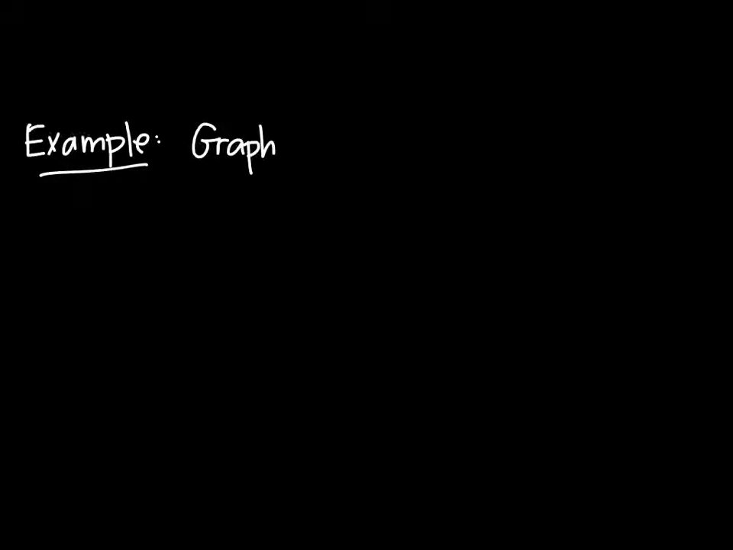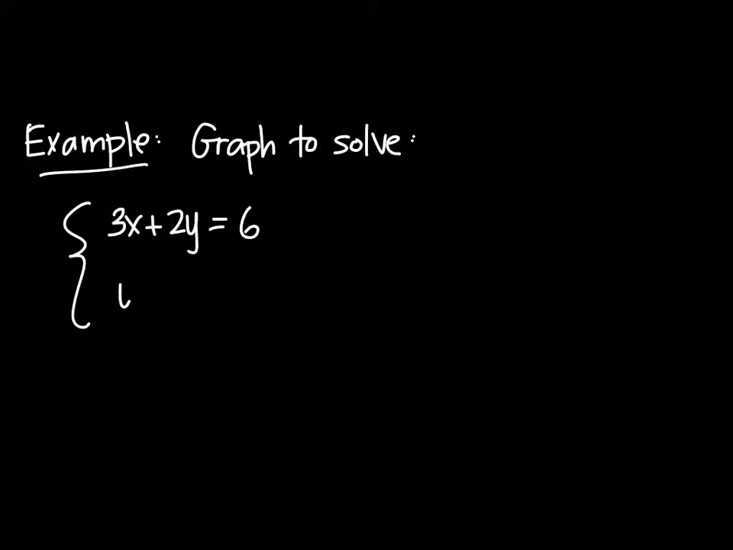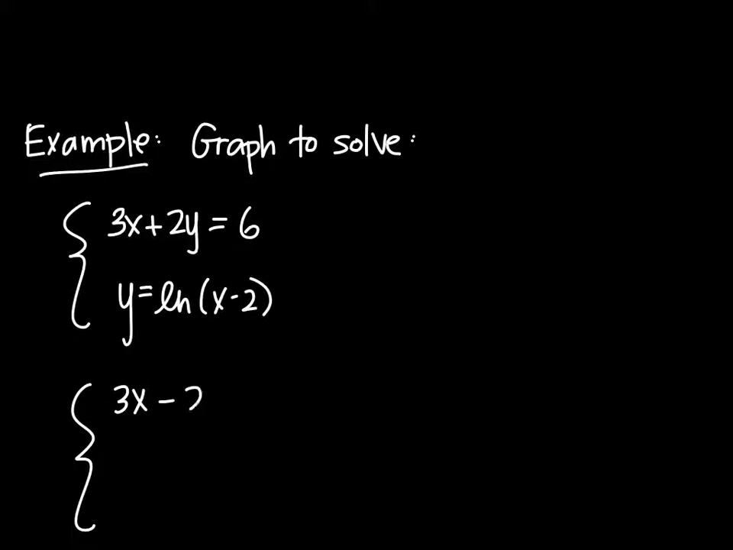All right, graph to find the solutions. I'm going to give you two questions here. 3x plus 2y equals 6, and y equals ln x minus 2. And the other equation is 3x minus 2y equals 0, and x squared plus y squared equals 4. All right, two problems in one.